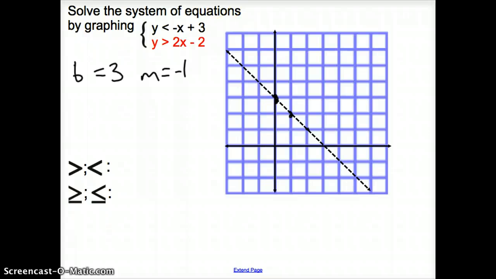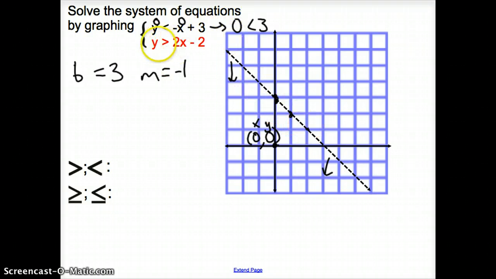Now, with an inequality, we also have to shade. I'm going to pick point 0, 0, and remember that gives us an x and a y. So I'm going to put this 0 in for y, 0 in for x, and I'm going to come up with 0 is less than 3. Now we have to ask ourselves, is that true? Is 0 less than 3? Yes, it is. So from this line, I want to shade towards my dot because it is true.